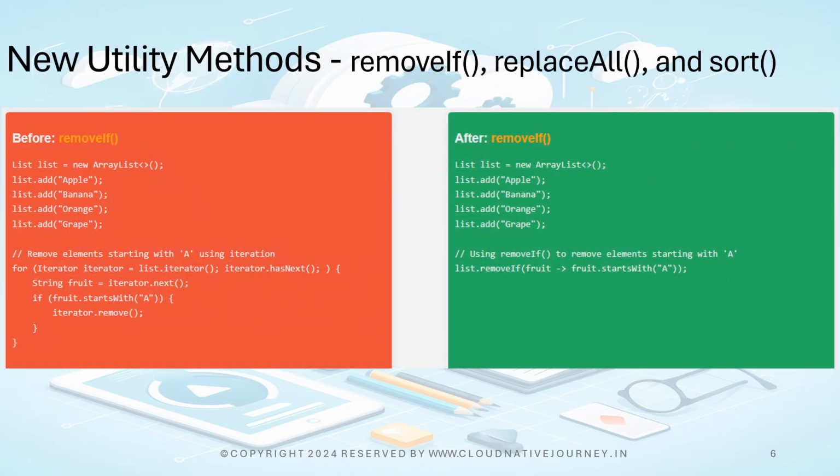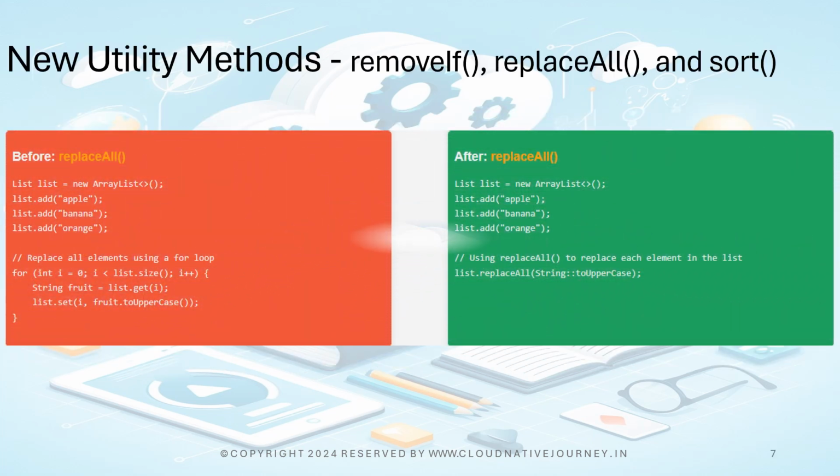Java 8 also introduced several new utility methods on collection classes, making them even more powerful and easier to work with. Let's take a look at some of them. First, we have the removeIf method. This method allows you to remove elements based on a condition directly from the collection. For example, let's remove all the strings starting with capital A from a list. So you can see the example of how we would have done it without the removeIf method and how we are doing it with the removeIf method.